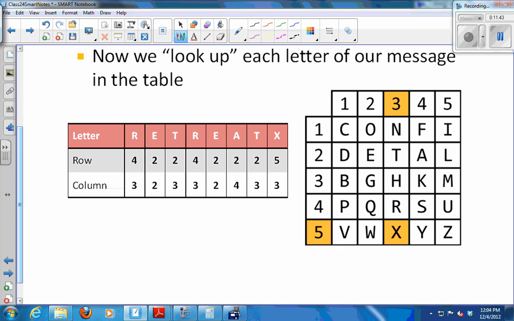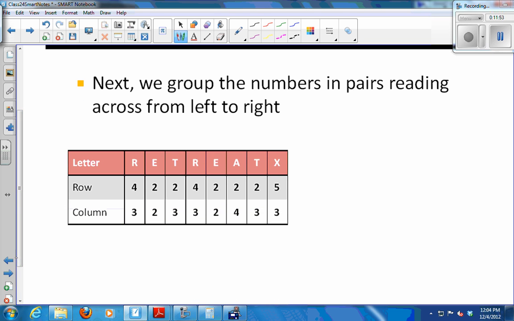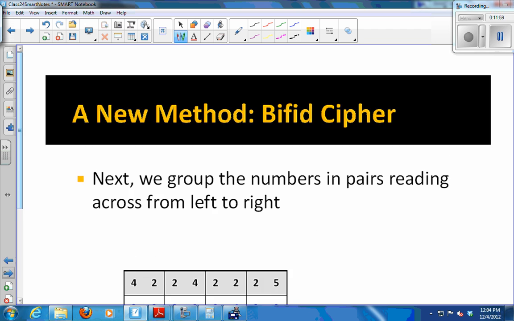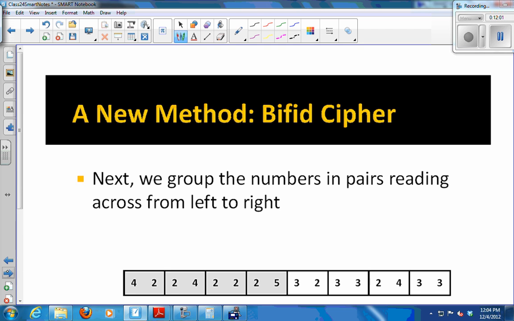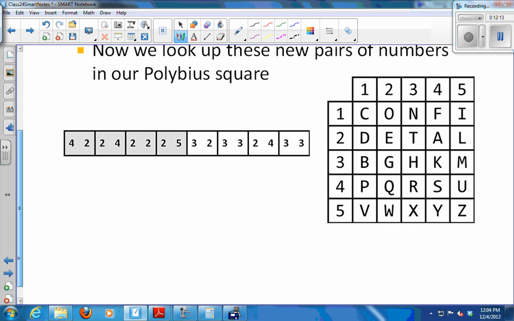Okay. So we looked up each letter, wrote out its row column vertically. Then you move them next to each other. So I'm going to take the bottom row and just move it up next to the top row, so it's one long row of letters. And you do the groups of 2. Now you read them in groups of 2 going across, and look up the letters in the square.